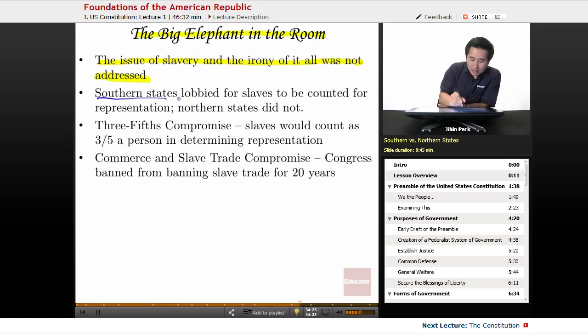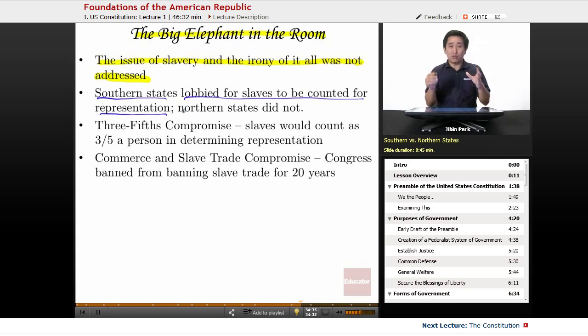So the Southern states lobbied for slaves to be counted for representation. And the Northern states, you would think, would want that, but they did not. They did not want slaves counted for representation because if you added slaves as part of the population, the South would be represented even more in the House of Representatives. And if they weren't represented at all, then the Northerners would benefit because they would have a relatively higher percentage of representation in the House.